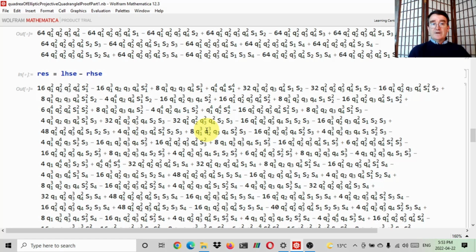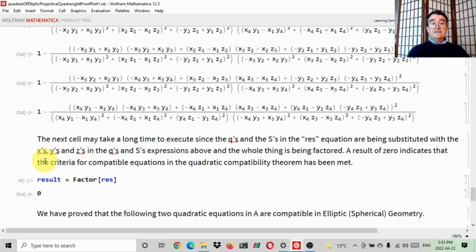So what we have done in this video is we have proved that the following two quadratic equations in A are compatible in the elliptical spherical geometry. So these two quadratic equations in A are compatible.